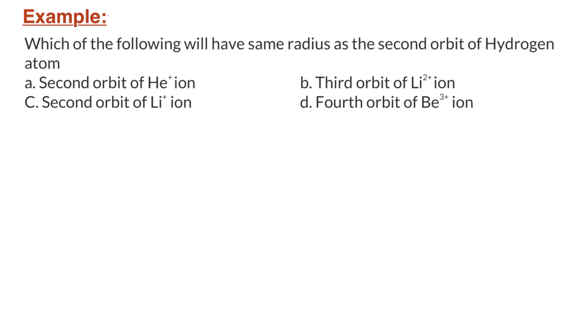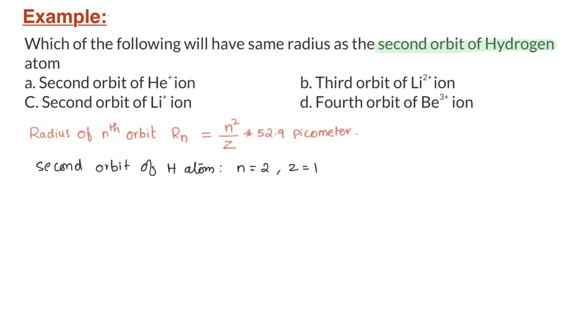First, I am going to calculate the radius of the second orbit of the hydrogen atom. For this, the n value is equal to 2 and the Z value is equal to 1. If we plug in these values into the Rn equation, we get 2 squared over 1 times 52.9 picometers. I'm not going to calculate the final answer yet. If we just look at this equation, the multiple before the 52.9 picometers is 4. We can calculate this multiple for all the 4 options and see which one gives a value of 4.